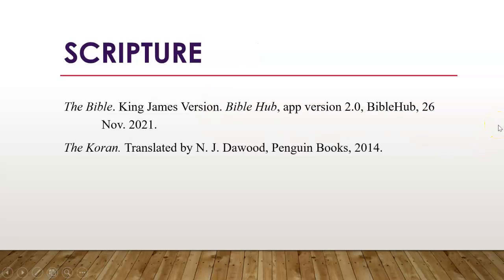Scripture. So in this case, very easy, self-contained, both of these. The Bible, right? And then the King James Version. And this was also found on an app. Bible Hub is the container, app version 2.0, published by Bible Hub on the 26th of November 2021. And then we've got the Quran below there, self-contained source, translated by, that's important, N.J. Dawood, Penguin Books 2014. Moving right along.